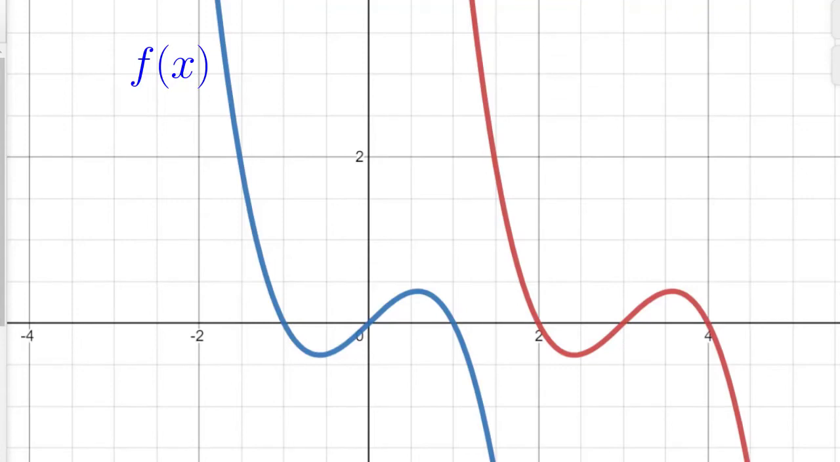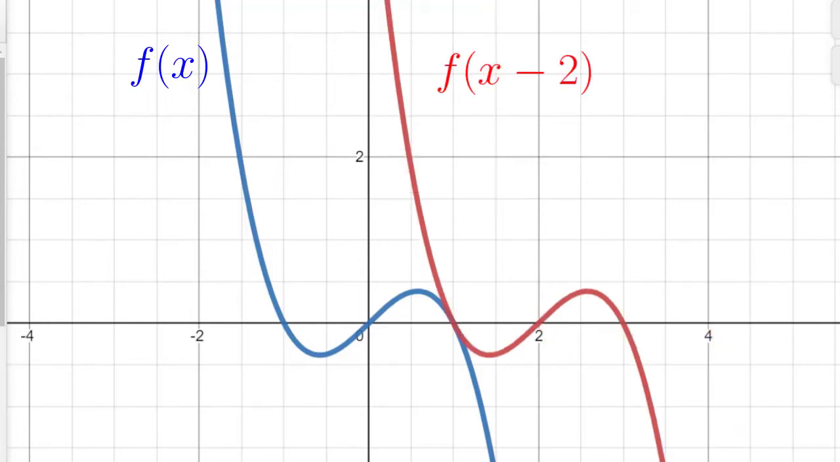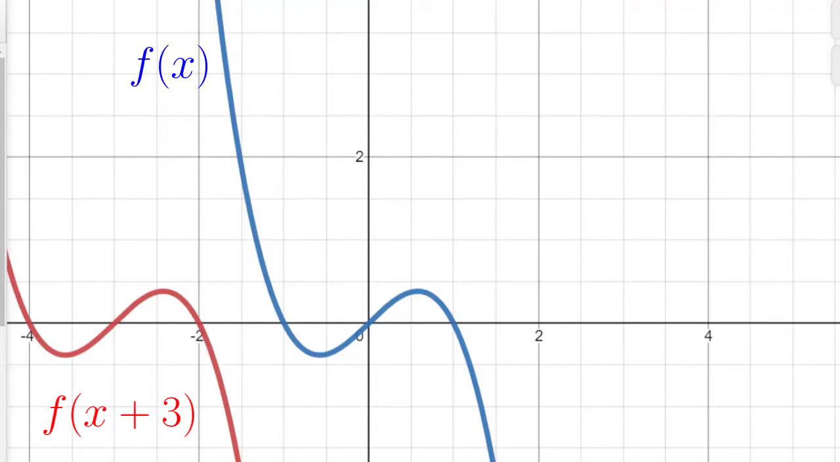So to shift a graph 3 units to the right, we evaluate the function at x minus 3. Now what if I wanted to shift a graph 2 units to the right? Well, I would evaluate the original function at x minus 2. What if I wanted to shift the graph of the original function 3 units to the left? Well, then I would evaluate the function at x minus negative 3, or in other words, x plus 3.